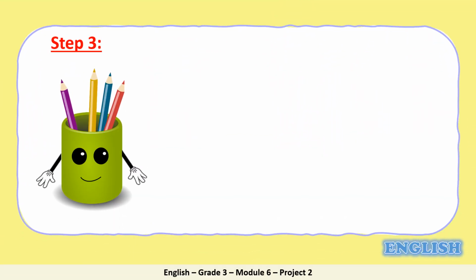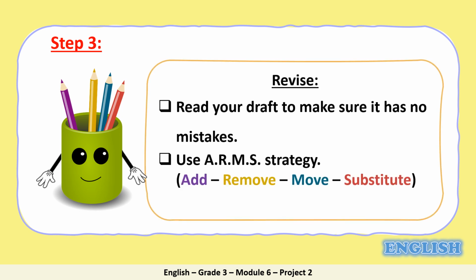Step number 3. Revise. Revising is reading your first draft and making changes to make your writing look better. You can add big words or sentences. You can remove things you don't need. You can move some words to change the order of your sentences. And you can substitute or change some words in your paragraph to make it more interesting. This is what we call ARMS strategy. Add, remove, move, and substitute.